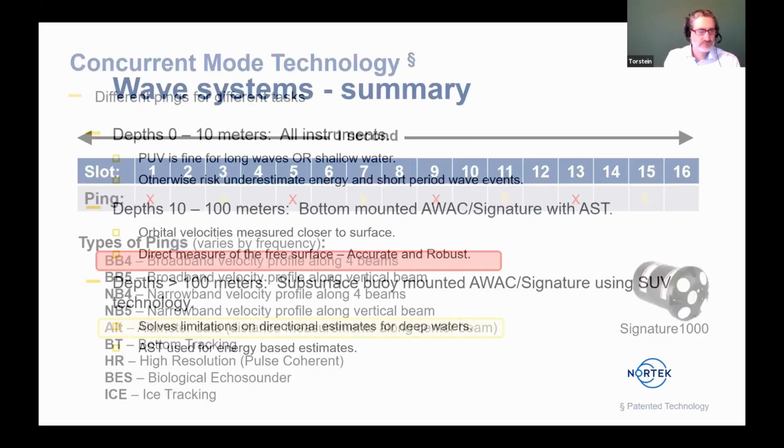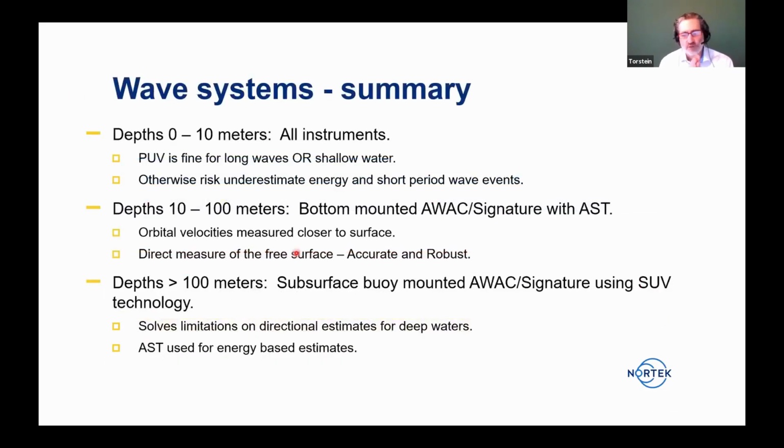So in summary, what I've tried to show you here today is that you have limitations with depth, but you can get around them. In the first 10 meters of water depth, you can use a PUV instrument if you know the limitations. But if you want to get out beyond that to 10 or 100 meters, you can use bottom mounted with the Awak or Signature series, so long as it has the acoustic surface tracking.